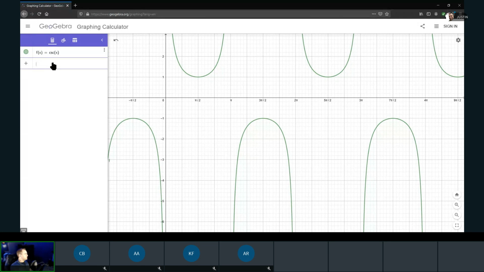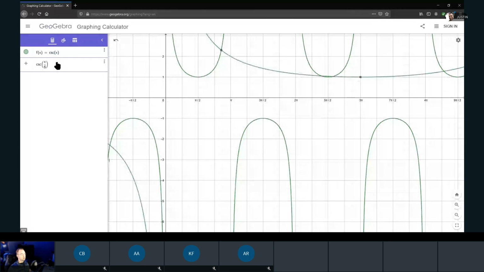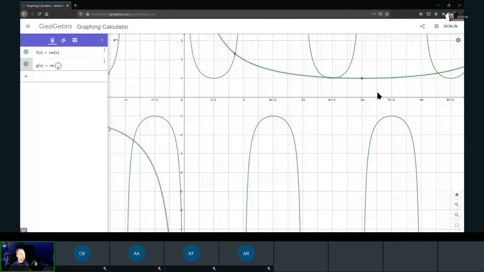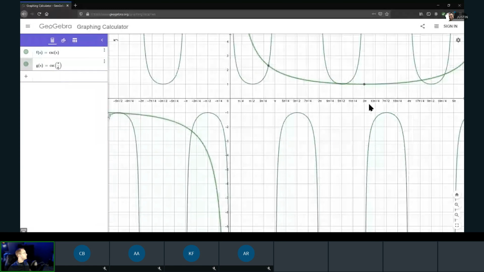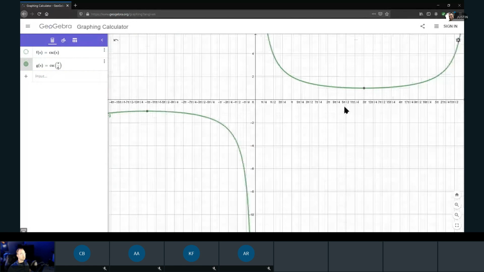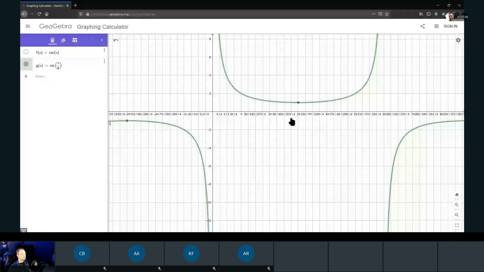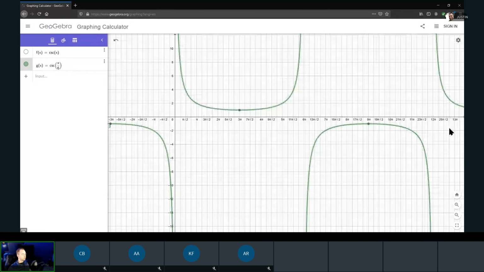All right, let's type in cosecant of, what did I say, x over 6. And now I have to zoom way out. I'm going to hide my other graph. There's the top one, there's the bottom one, and then we can see 12 pi right there. There's your asymptote at 12 pi. After 12 pi, your graph starts to repeat. So we got what we expected. The period is 12 pi.